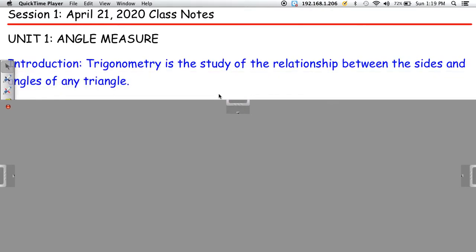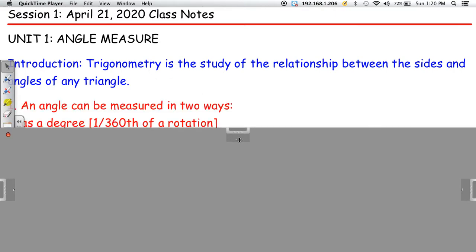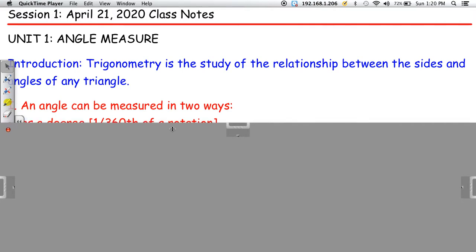This is a trigonometry class, so we're going to start with something very basic. Trigonometry is just the study of the relationship between the sides and angles of any triangle. In this course, we're going to look at right triangles, obtuse triangles, acute triangles, their size and their measurements, and just the relationships. So let's start with angles.